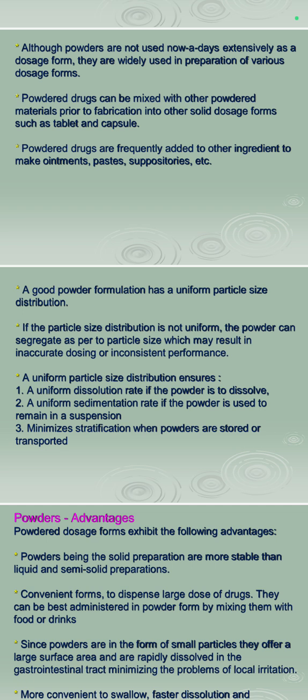A good powder formulation has a uniform particle size distribution. If the particle size distribution is not uniform, the powder can segregate according to particle size, which may result in inaccurate dosing or inconsistent performance. Uniform particle size distribution ensures a uniform dissolution rate if the powder is to dissolve, a uniform sedimentation rate if the powder is used to remain in a suspension, and it also minimizes stratification when powders are stored or transported.